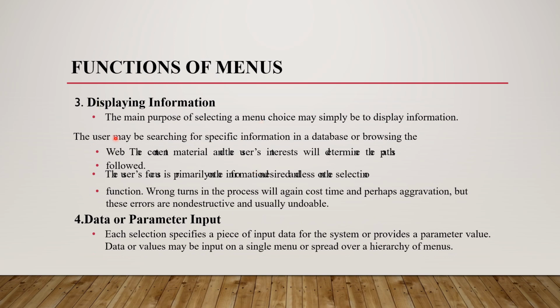Next is displaying information. The main purpose of selecting a menu choice may be simply to display information. So the user may be searching for specific information in a database or browsing the web. The user's focus is primarily on the information desired and less on the selection functions. So the content material and the user's interest will determine the paths followed.